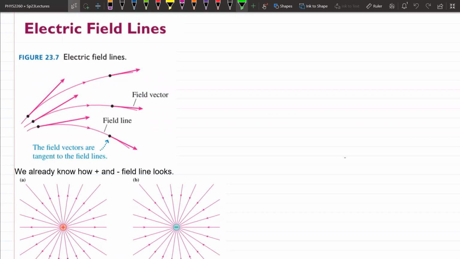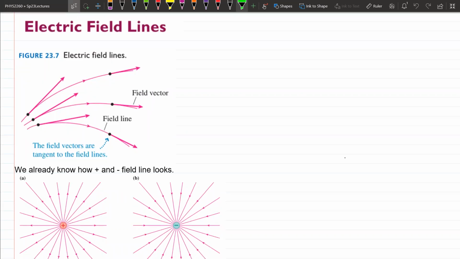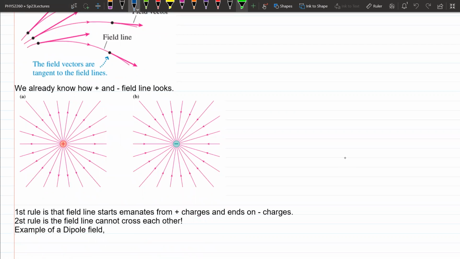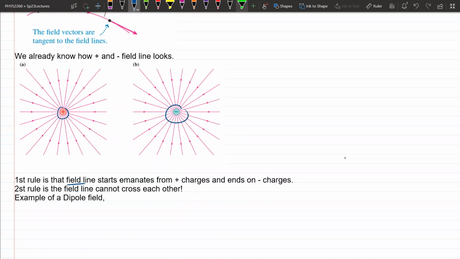So we kind of already know what an electric field line looks like if you have only a positive charge or only a negative charge. When you have only a positive charge, they all point away, kind of like spikes, like a porcupine situation. If you have a negative charge, I don't know what the reverse of a porcupine is, but everything points towards it. So the first rule is that the field lines always emanate, meaning go outward, from a positive charge, but then end on a negative charge.